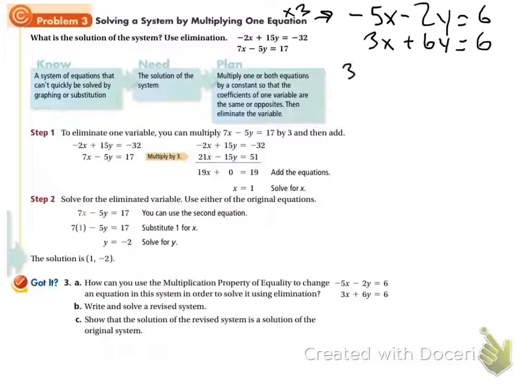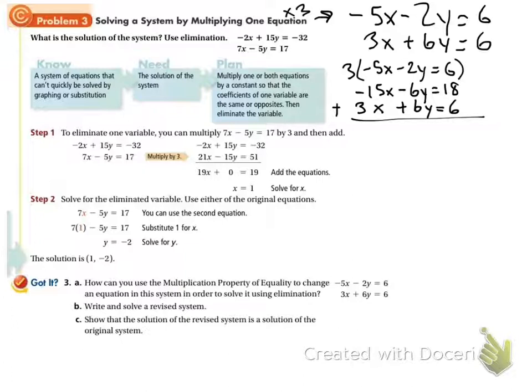So let me write it out down here. So I need to multiply the whole thing by 3. So 3 times negative 5x equals negative 15x. 3 times negative 2y equals negative 6y. And 3 times 6 equals 18. So now I'm going to write the other equation underneath it. And I'm going to add them. So negative 15x plus 3x equals negative 12x. Negative 6y plus 6y is 0. So this equals, and then 18 plus 6 is 24.